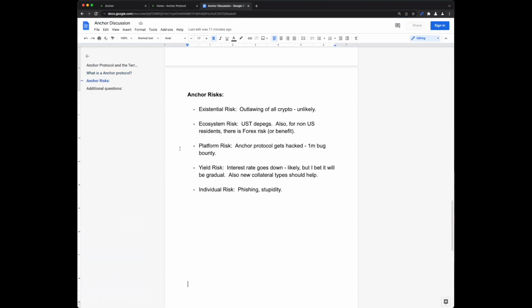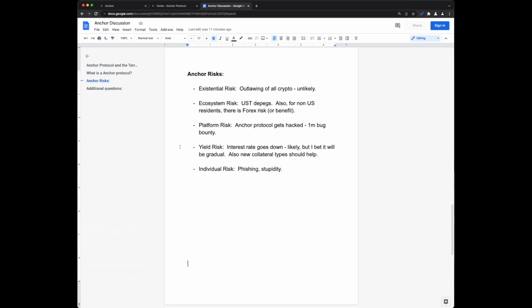So let's talk now about the risks of using the Anchor protocol. And I'm just talking purely about using it for the savings account function, where you just put UST in and earn interest. So let's start out from the broadest risk down to the most specific. So there's an existential risk, essentially, which is that the government just decides to outlaw all of crypto. And not just the U.S. government, but maybe many governments do.